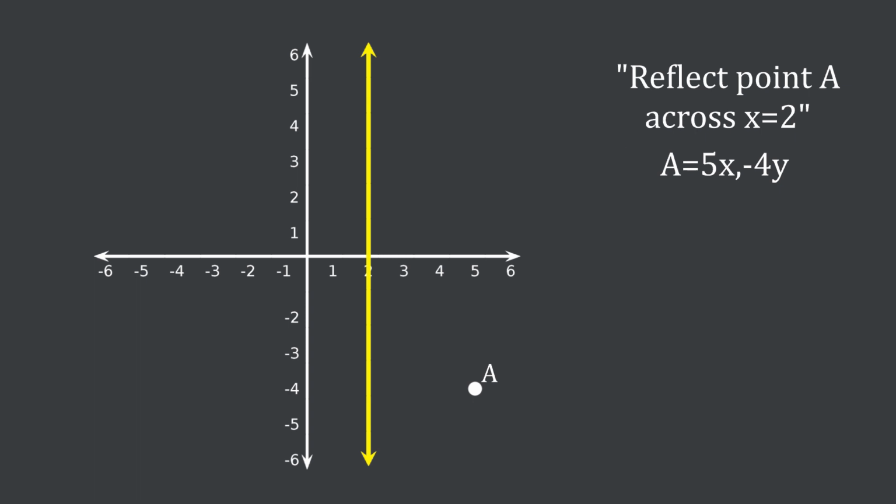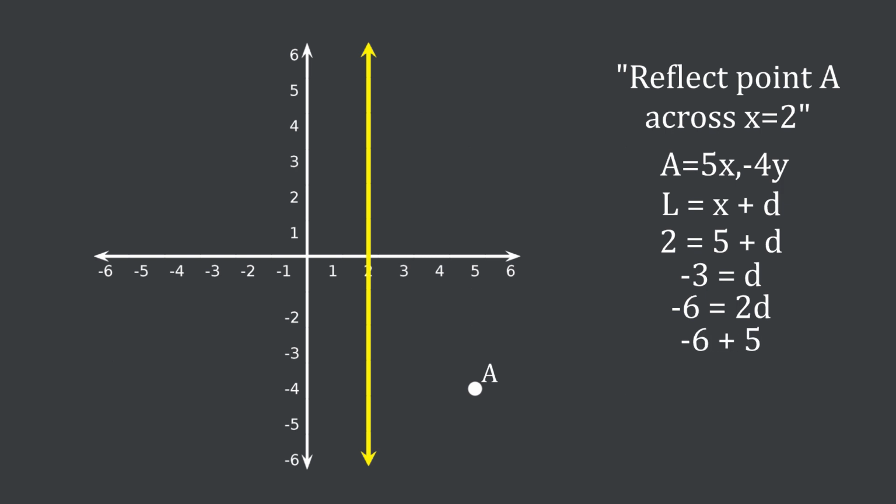Here's the proof. A equals 5x, negative 4y is given. L equals x plus d is the formula. 2 equals 5 plus d is substituting the numbers we know into the formula. Subtract 5 on each side to leave d by itself. Multiply negative 3 by 2 because a reflection is twice the distance away from the starting point and the line of reflection. Add the x. Negative 1x is the x-coordinate for A prime.